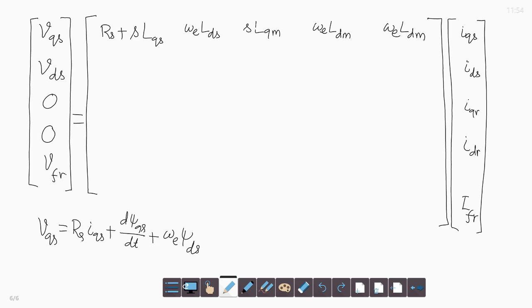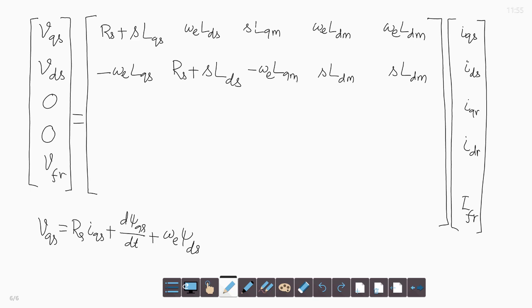Then VDS is RS plus SLDS times IDS plus SLDM times IDR plus SLDM times IFR, then minus omega E psi QS, that is minus omega E LQS IQS plus or minus omega E LQM IQR. This is from the rotational EMF.